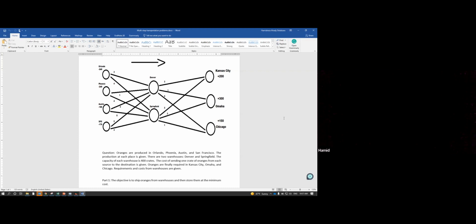Intuitively, the formulation shouldn't be very difficult. First of all, you have a constraint for each origin. You cannot send more than what you produce. For warehouses, one constraint is 400. You cannot send more than 400 to each warehouse. Also, everything in, everything out, so inward flow should be equal to outward flow. That's another constraint. And the last one is the demand constraint. So you want to at least provide this demand. You don't want to miss these demands.